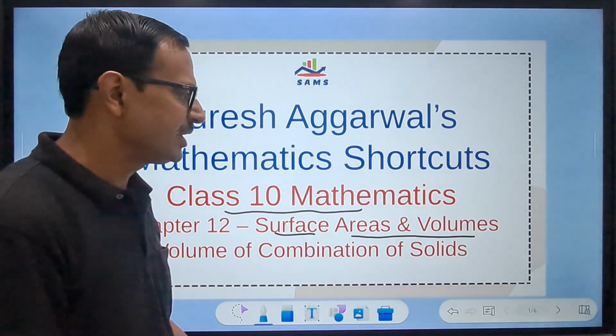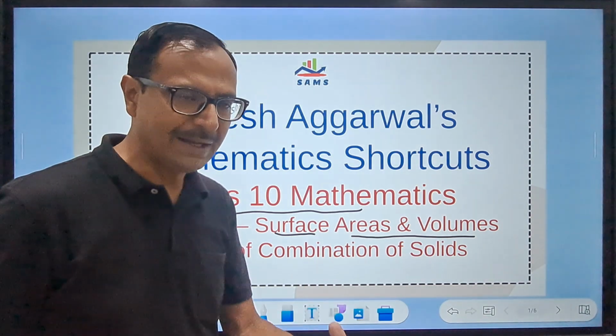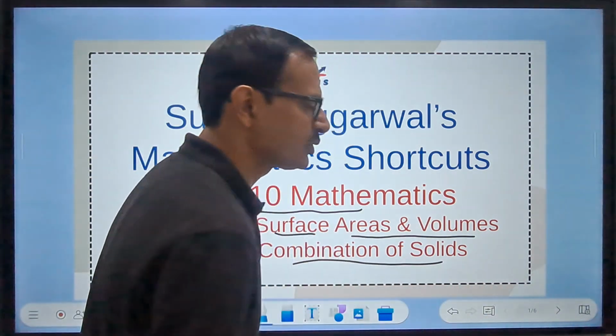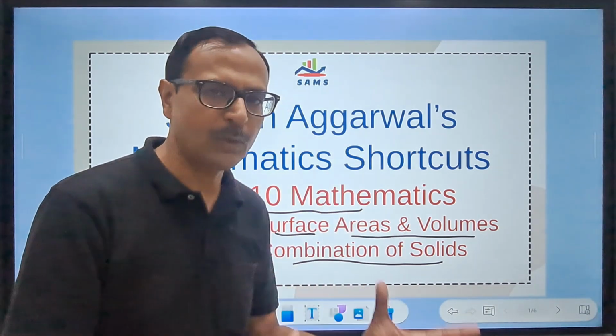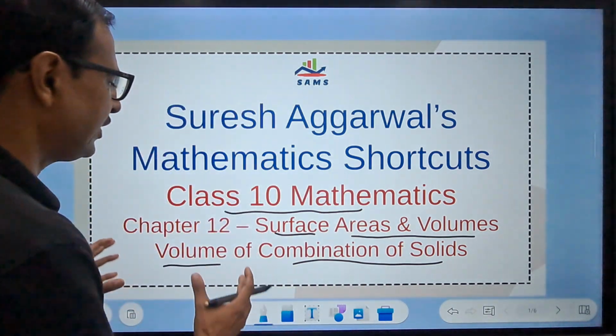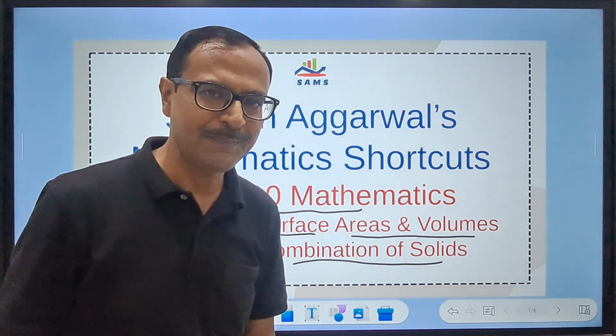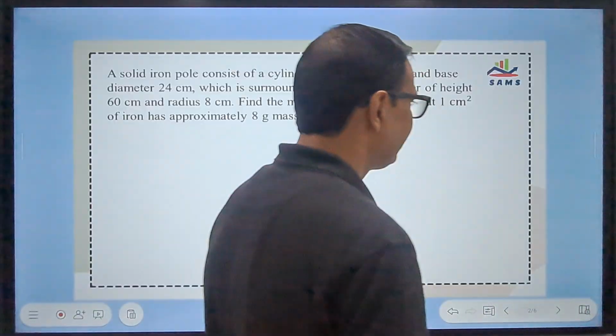So you need to watch the entire video and learn the skill how to find the volume of combination of solids. So more than one solid will be there in a particular figure and we have to ensure we are able to find the volume of such solids comfortably and accurately. So let's take the first question.